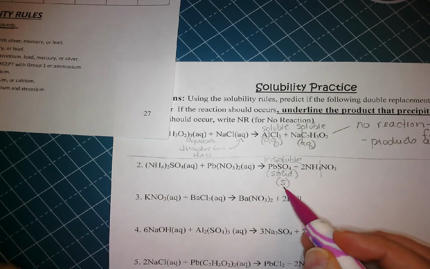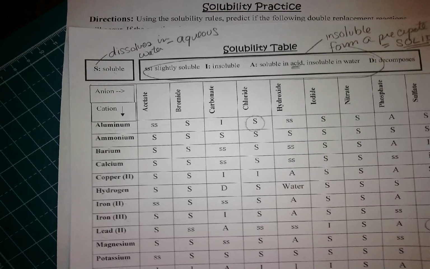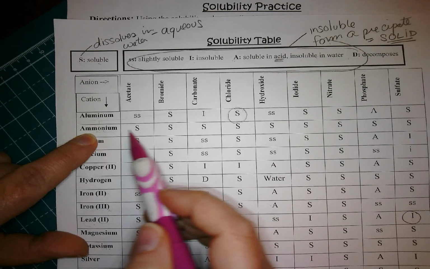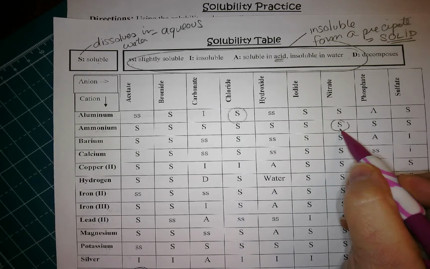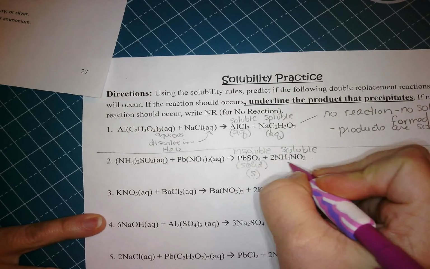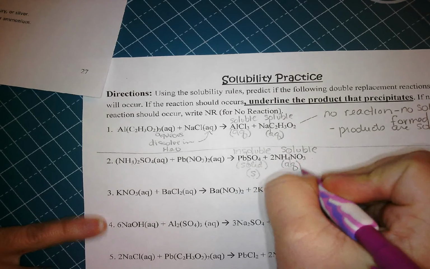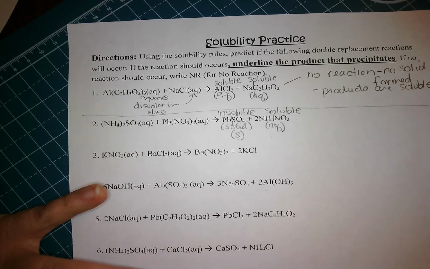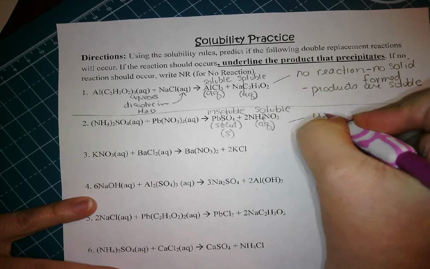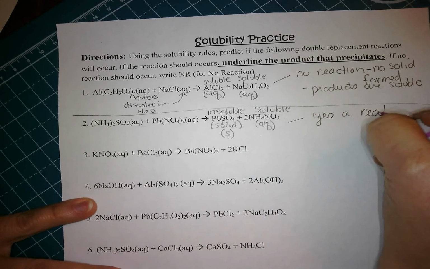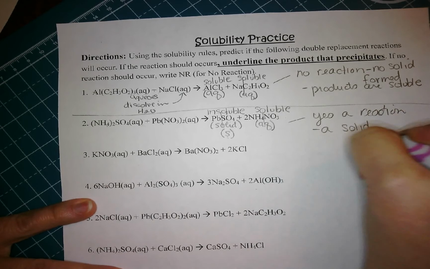Now let's check ammonium nitrate. Here's my ammonium, and I'm going to go all the way over to nitrate, and that's capital S, meaning soluble. So it is soluble, so it is going to be aqueous. What do you guys think here? Are we going to have a reaction or not? Yes, a reaction. A solid is formed by one product.